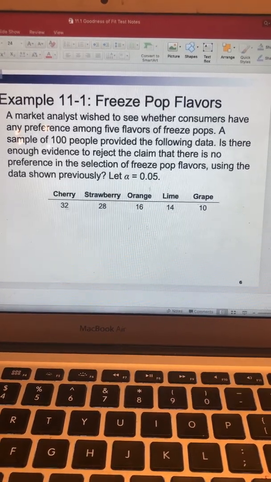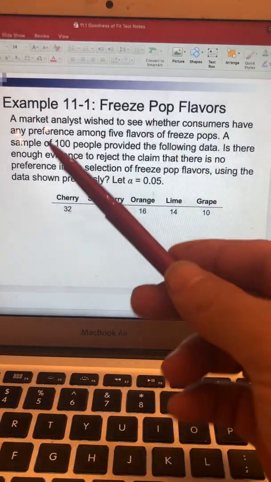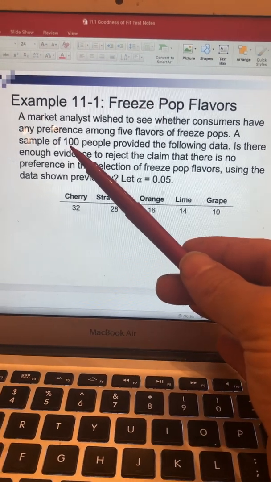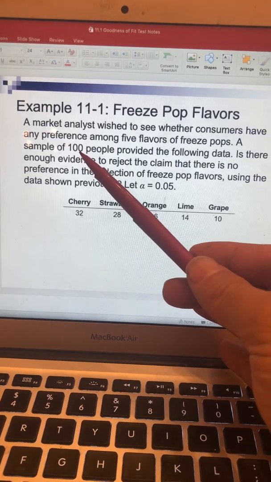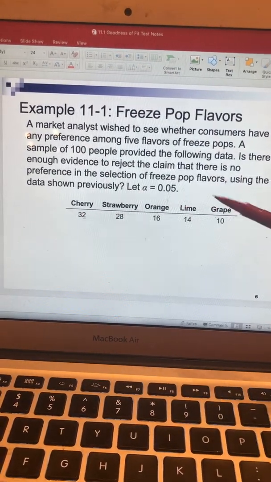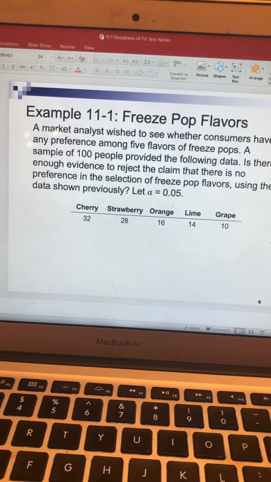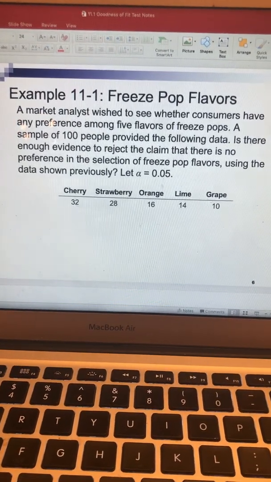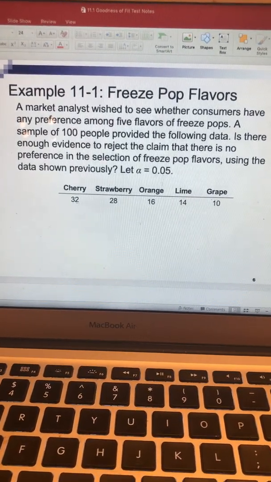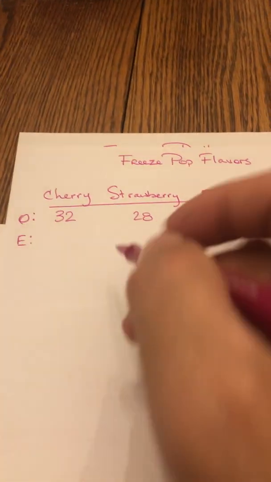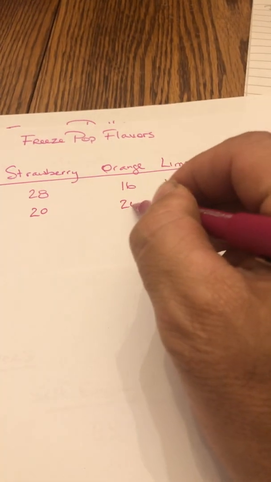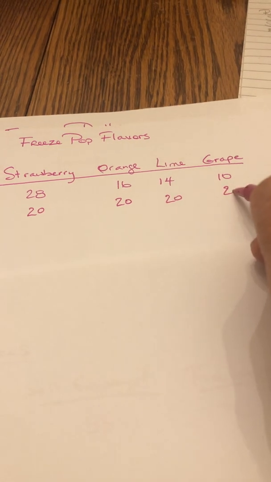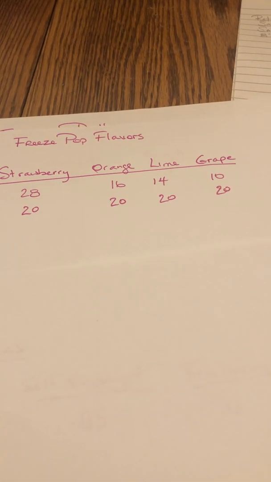So in this case, the expected value is going to be found by taking the 100 people that we surveyed and simply dividing it out by the number of categories that we were asking about. In this case, there were 5 categories. So taking 100 and dividing it by 5, our expected value for this problem should have been 20 for each of the categories. So in my little table, I'm just going to go through and say the expected value for each of my different flavors should have been 20.